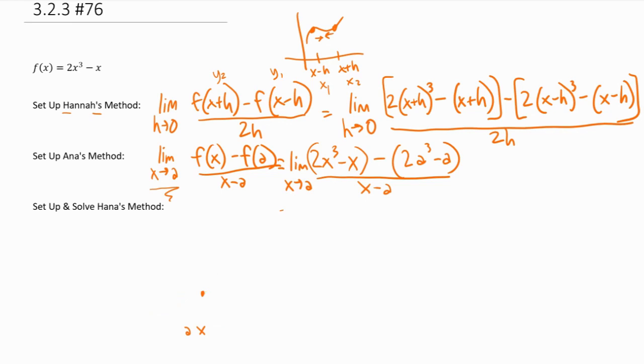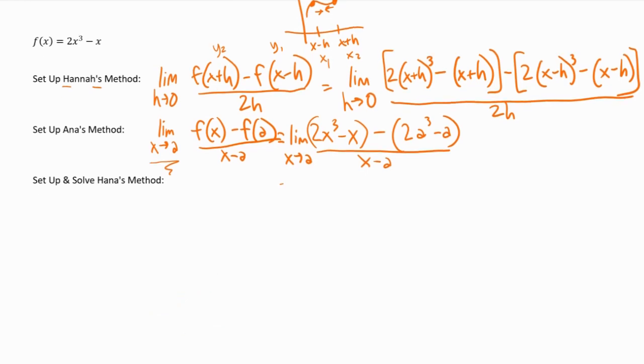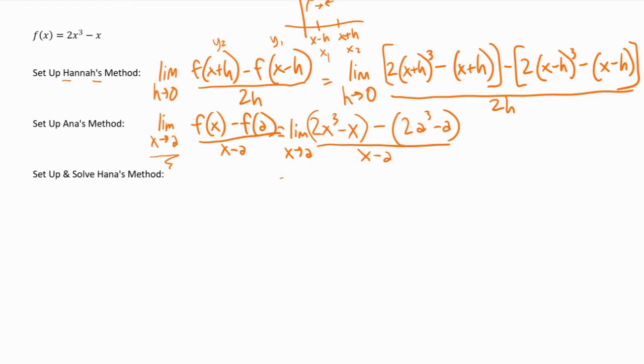Now, the one that I really want you to know how to set up and solve is Hannah's method. So Hana, or Hanah, however you want to say it, it's only got one h in it. So this is the limit as h approaches 0. And this is the one I really want you to know. This is the one that I'm going to hold you to. It's f of x plus h minus f of x over h. Okay, there's only one h in the denominator. That's why there's only one h in her name.